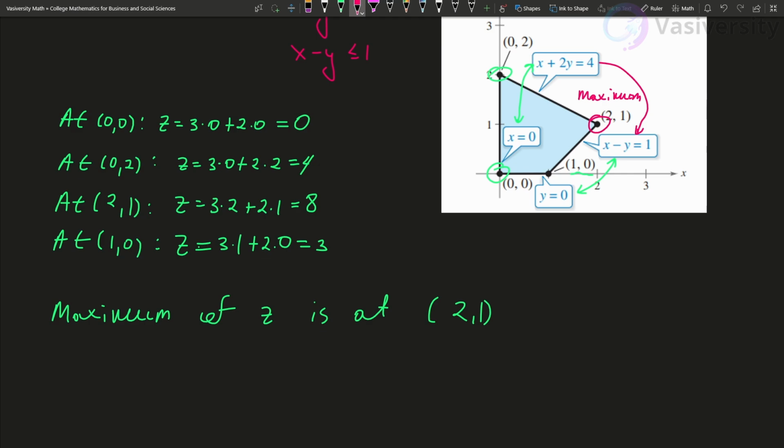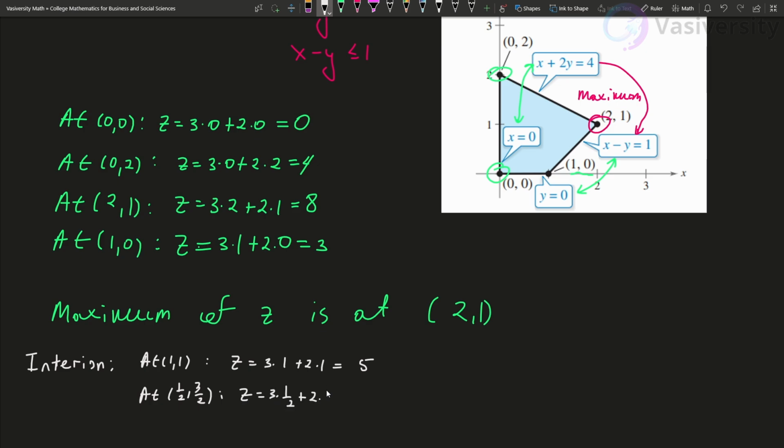Okay, and of course, we could try to find the interior points, right? We can try the interior points, and let's actually do that. Let's try to see that there's no bigger value than the one we just found. So at point (1, 1), we're going to have that z is equal to 3 times 1 plus 2 times 1, which is equal to 5. Then at the point (1/2, 3/2), we're going to have z equal to 3 times 1/2 plus 2 times 3/2, and that will give us 9/2.